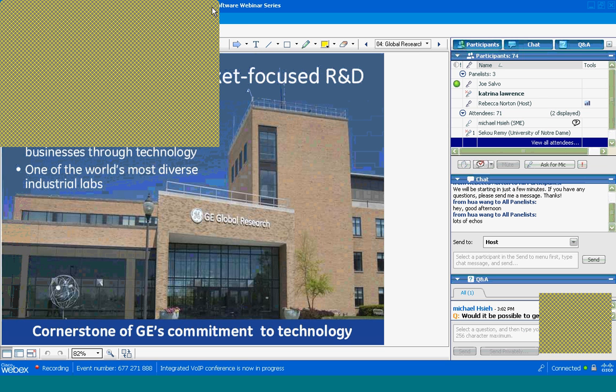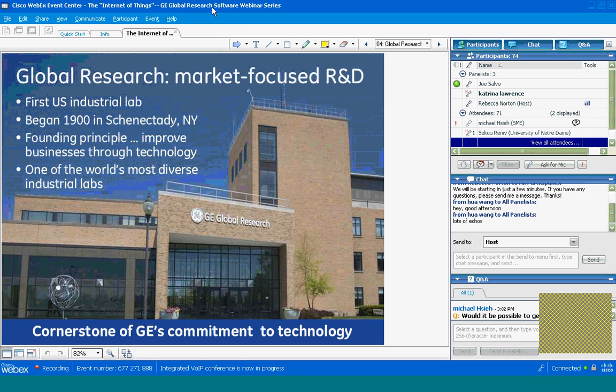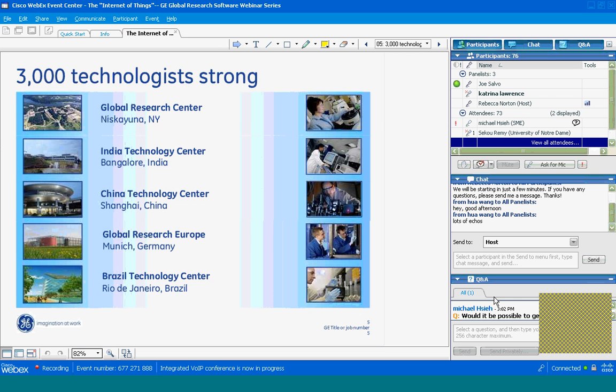The Global Research Center is really focused on market-centric R&D. We're the first U.S. industrial lab. We began here in 1900. We're one of the most diverse industrial labs on the planet and continue to add capacity. We have over 3,000 technologists that work around the world. We have a large center in Niskayuna, New York, in Bangalore, India, Shanghai, China, Munich, Germany, and our newest center in Rio de Janeiro.